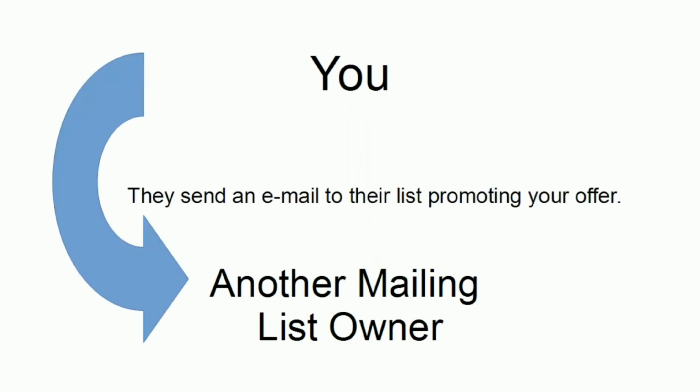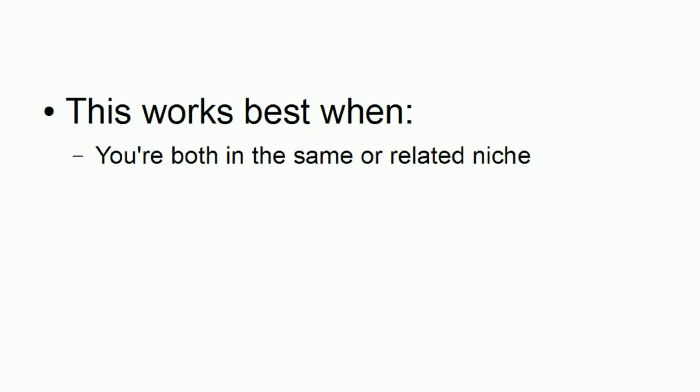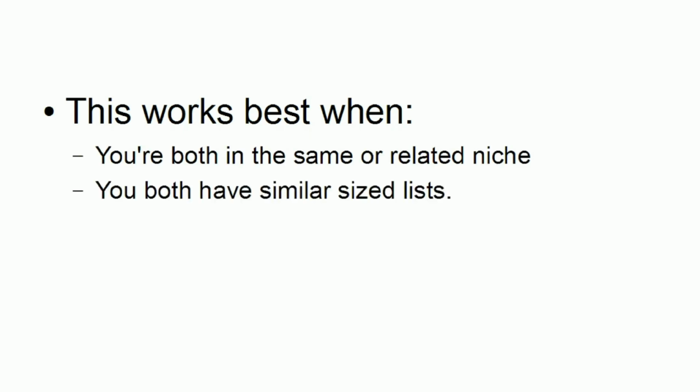It involves you and another mailing list owner. You contact the other mailing list owner and you set up an ad swap. They send an email to their list promoting your offer, and you reciprocate by sending an email to your list promoting their offer. And this works best when you're both in the same or related niche and you both have similar size lists.